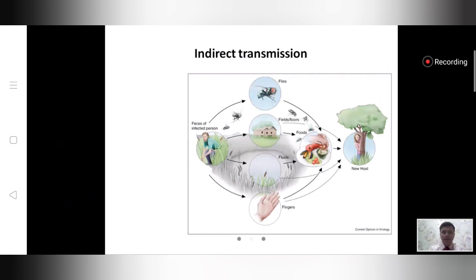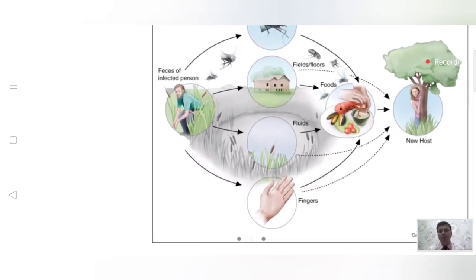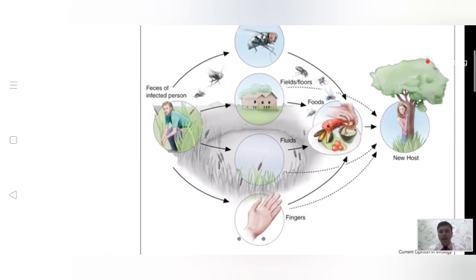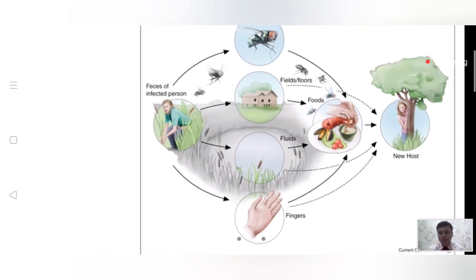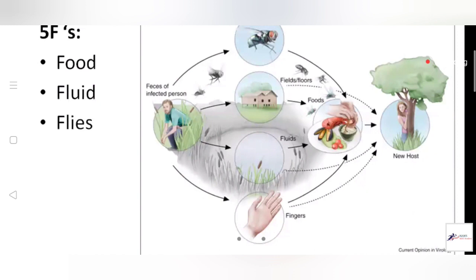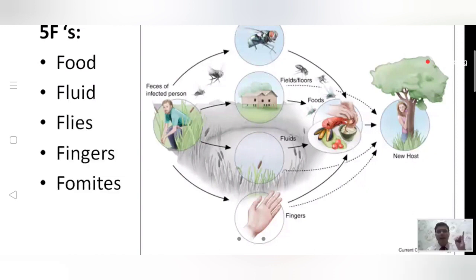There's a person totally on the left side who is passing the infective organism through his feces into the environment, and that is being carried away either by the flies, the first one, or by the floor, or by the fluids, by the fingers. So 5F, you can remember how the indirect transmission happens. That is by food, by fluid, by flies, by fingers, and by fomites. So we had one mnemonic for transplacental transmission, that is TORCHES, and here we have for indirect transmission 5F.